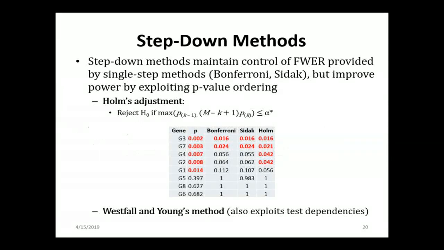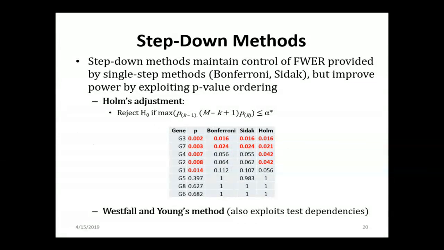Another class of methods is called step-down methods, and the two I just mentioned are called single-step methods. They're called single-step because they just take an individual alpha or an individual p-value and apply a simple transformation to it. The step-down methods apply different transformations to different p-values, and the idea is that they get less aggressive in their correction the higher the p-value is. Holm's adjustment is the most popular version of this. It's also sometimes known as Holm-Bonferroni. You don't really need to interpret that expression too carefully, but the key point is that it's not applying the same multiplier to every p-value.